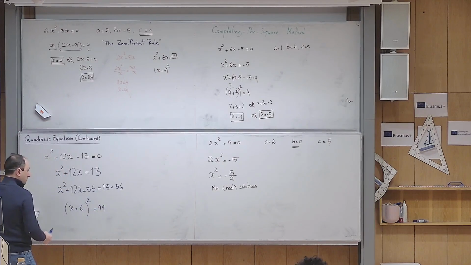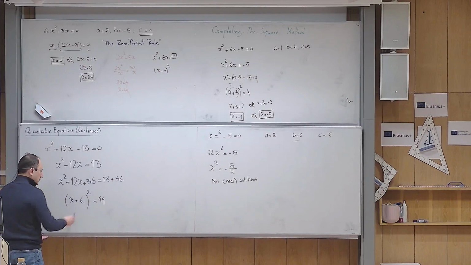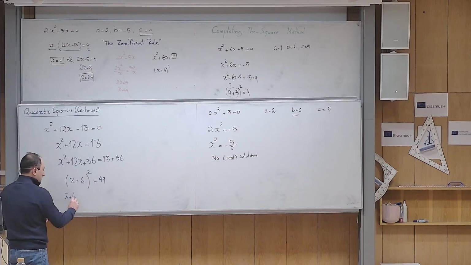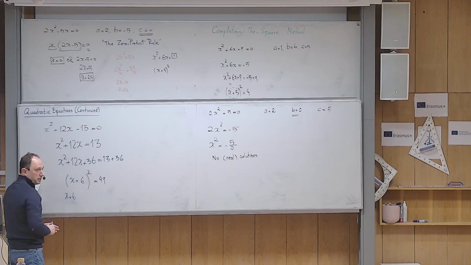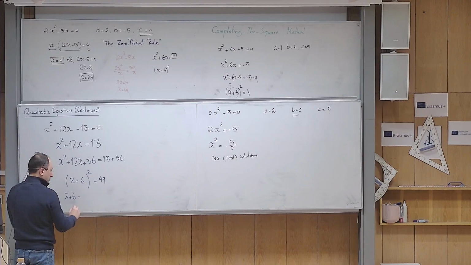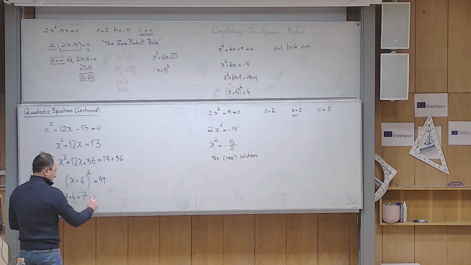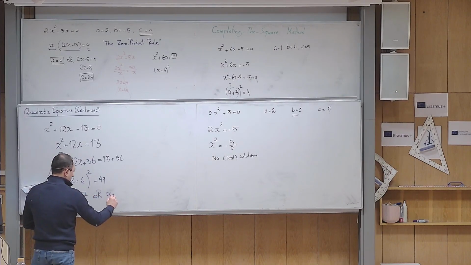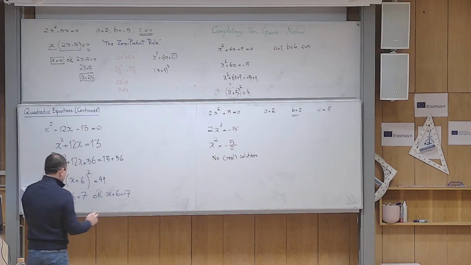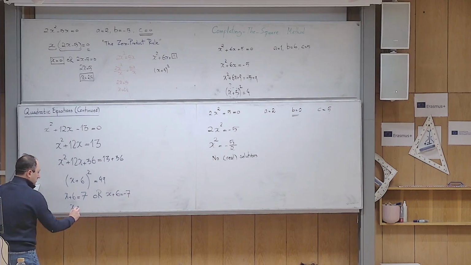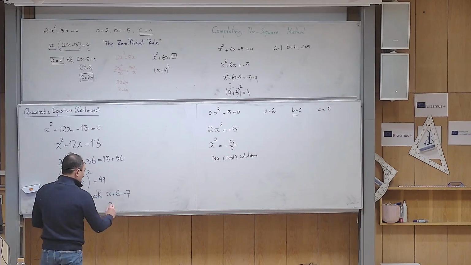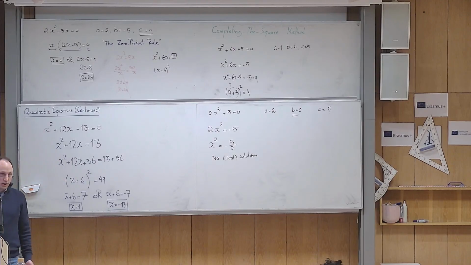Here you have to be careful. There are two scenarios. If I ask you what is x plus 6, you say x plus 6 is a number whose square is 49. So what are those numbers? There are two possibilities. Either 7 or minus 7. If this is 7, x is what? 1. If this one is minus 7, x is minus 13. These are the numbers. Yes, is that right?